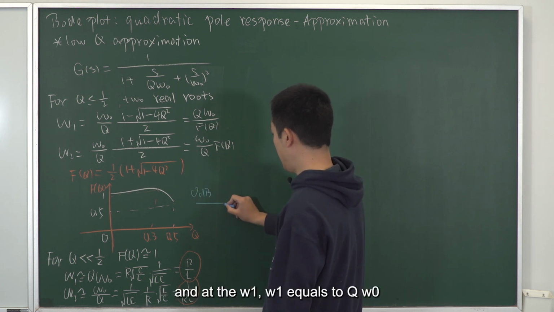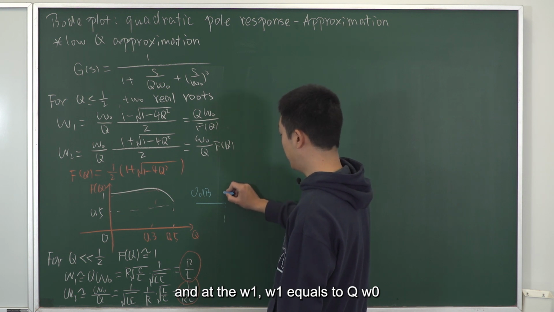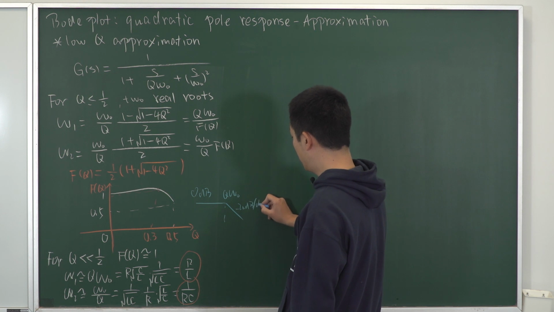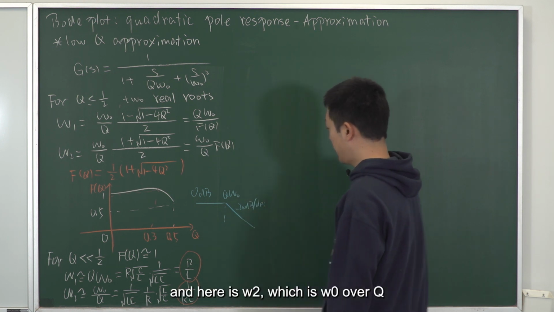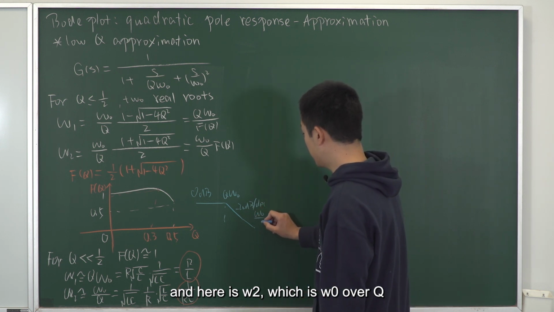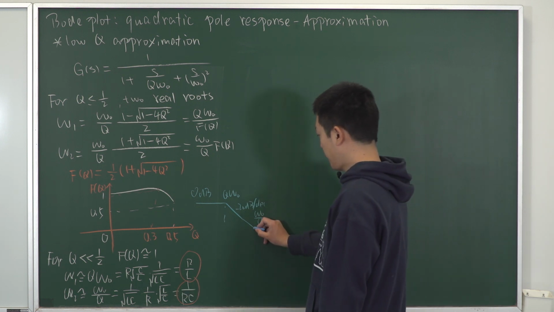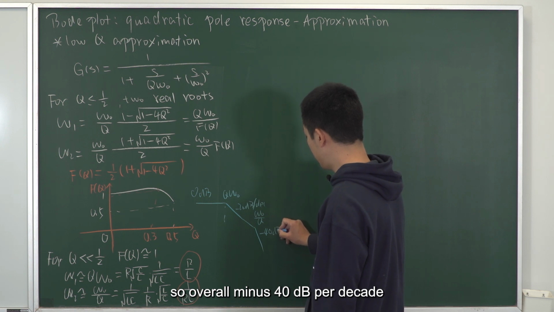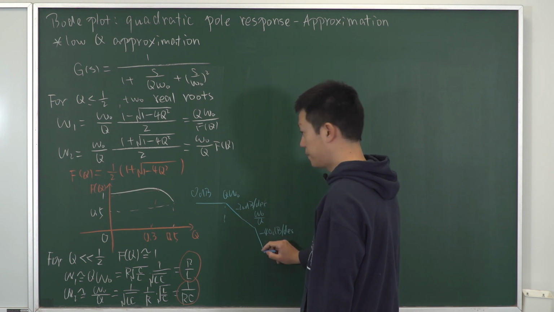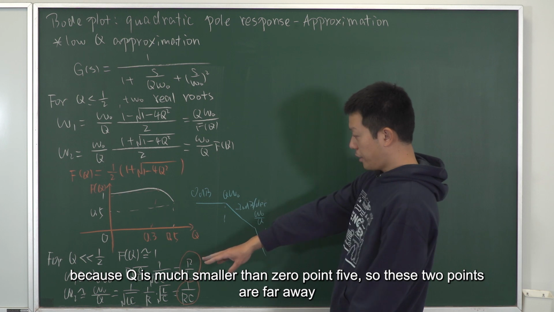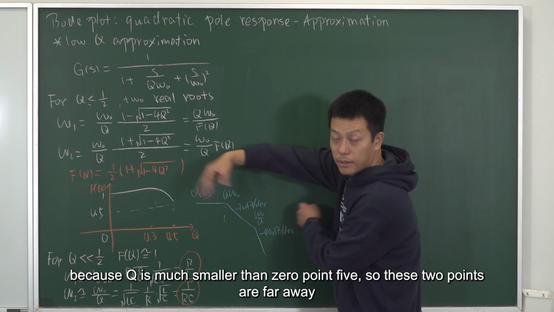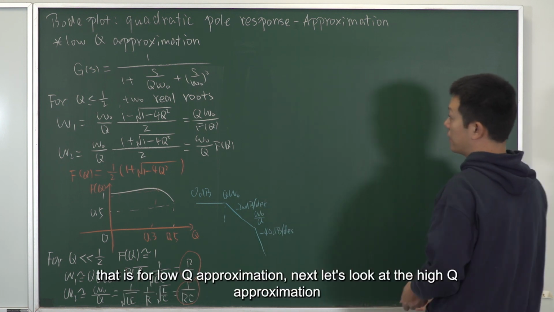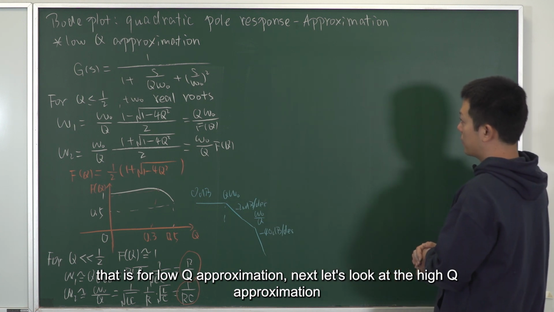It would be like this. Initially, it's 0 dB. At omega 1, which equals Q omega 0, there will be minus 20 dB per decade. And here is omega 2, which is omega 0 over Q, another pole, which incurs an additional minus 20 dB per decade. So overall, it's minus 40 dB per decade. Because Q is much smaller than 0.5, these 2 points are far apart, so it's like two individual poles take effect separately. Okay, that is for the low Q approximation. Next, let's look at the high Q approximation.